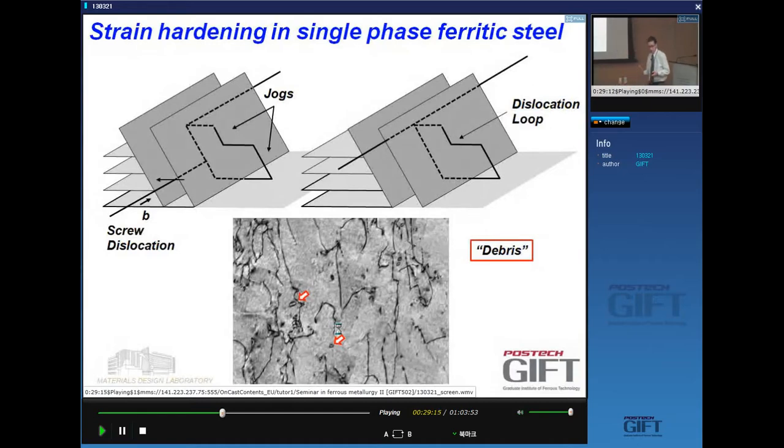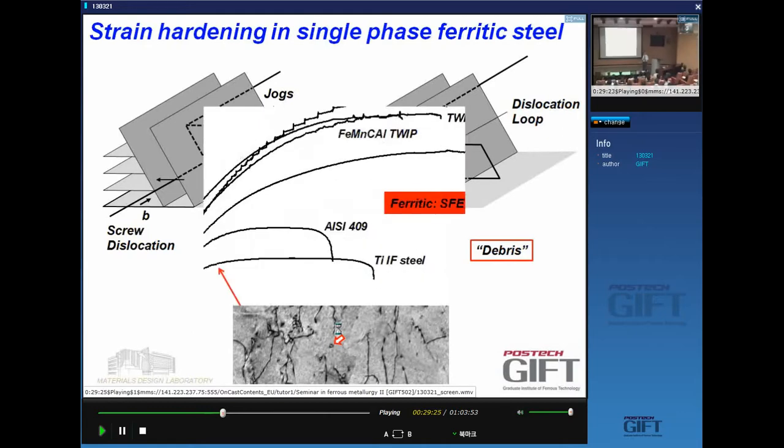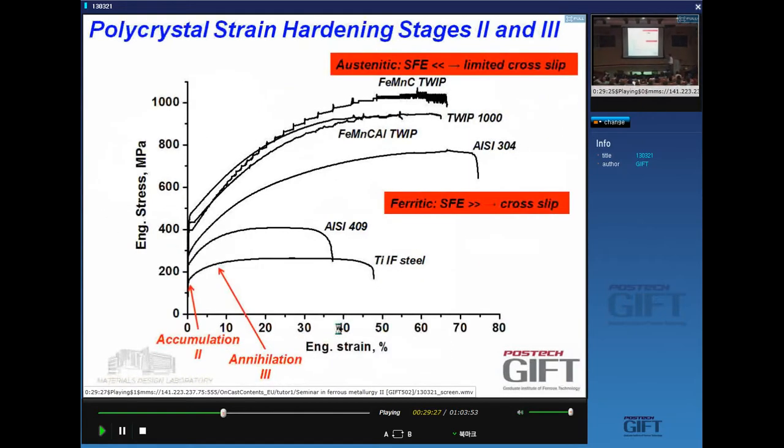What does this mean? This means that dislocations in BCC iron, when they run into a little obstacle, can bypass the obstacle without much difficulty. Yes? Right? And as a consequence, they show very little hardening because obstacles don't really work in holding up the dislocation. So ferritic steels: high stacking fault energy, lots of cross-slip, very little strain hardening. Yes?